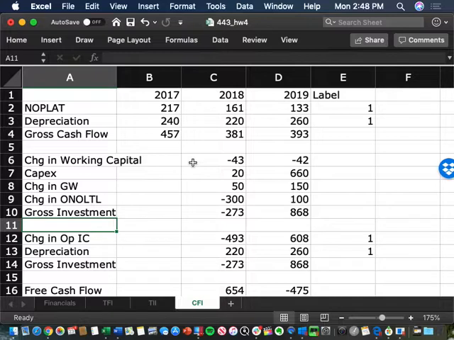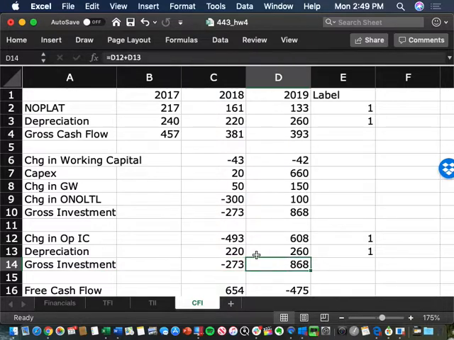And this goes back to the question about depreciation. So the problem with depreciation is there's a depreciation component to CapEx. There's a depreciation component here. They cancel each other out, but nonetheless, that is the change in invested capital plus the depreciation to get to gross investment. So that is the gross investment of the firm, the negative 273 and the positive 868. But that's where the plus depreciation shows up over there. So I can offset the depreciation from the gross cash flow.